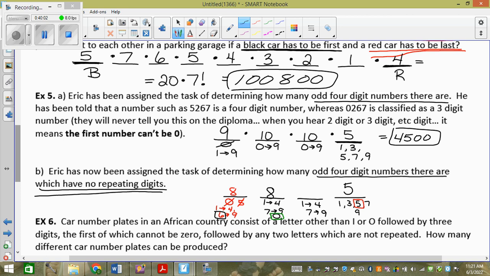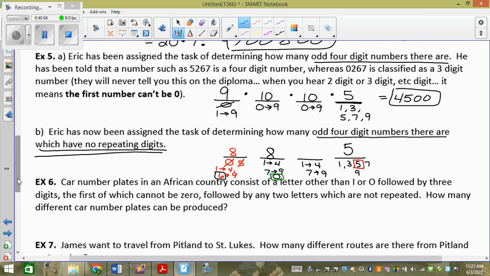Okay? All right. I hold the 0, then I have 7. 8 times 8 times 7 times 5. 64 times 35. 2240.